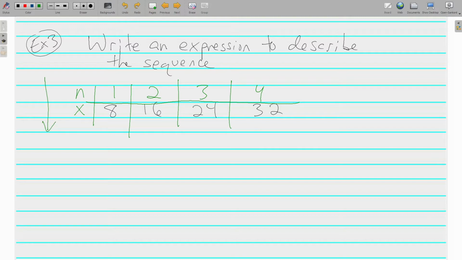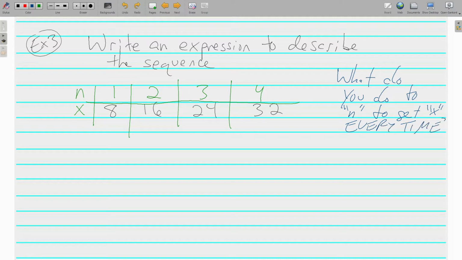What do you do to n to get x? Every time. Anyway, what do you do to 1 to get x? Or what do you do to 1 to get 8?